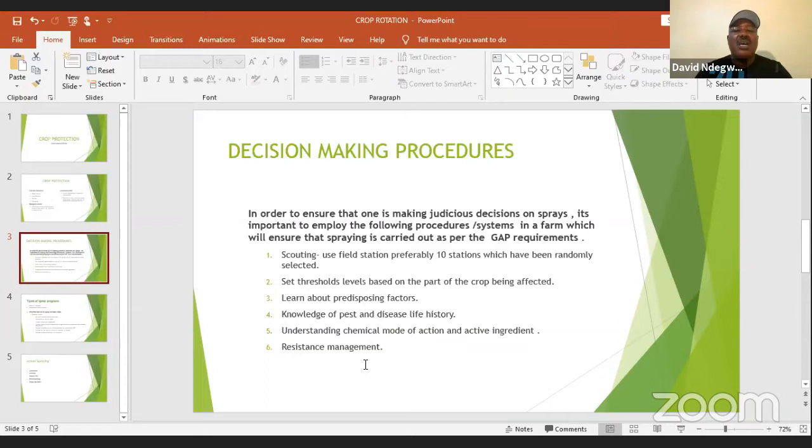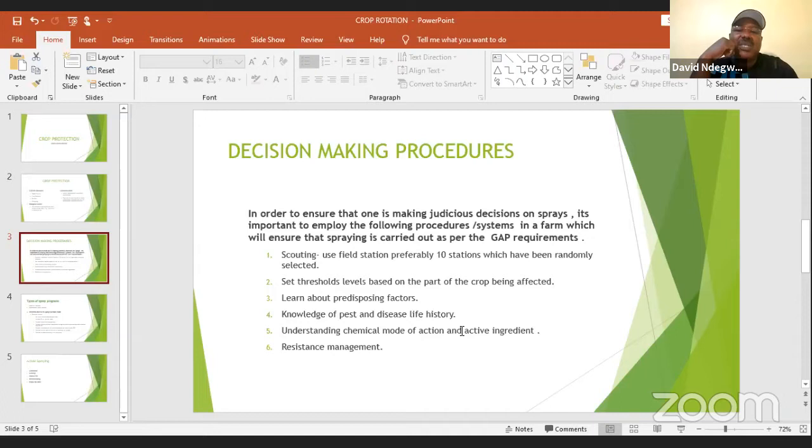Number five is understanding chemicals' mode of action and active ingredients. Mode of action is when do you use the contact chemicals and when do you use systemic. Let's say, for example, you are tackling blight in potatoes or in tomatoes. Blight in potatoes has a very slim threshold. You do not have to wait to see the blight, especially if you are a farmer doing potatoes on a commercial, large scale. But you need to have what I would call a prophylactic spray program. I'm going to come to that and explain what that is.